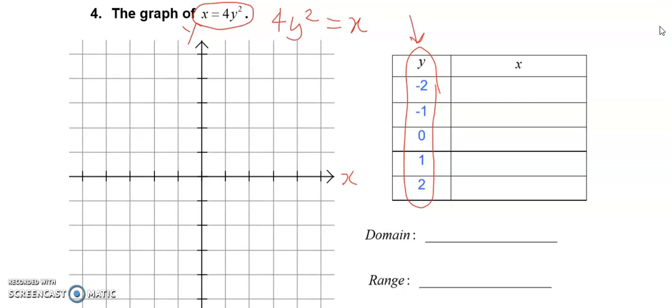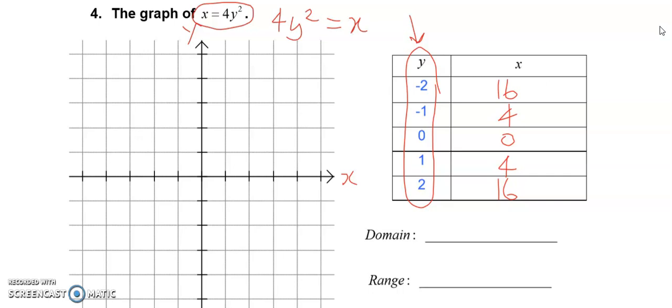If you put in -2 for y, you square that and get 4, and then you multiply that by 4, and that will give you an x value of 16. All right, so let's now put in a -1 for y. You square it, multiply by 4, and that will give you back a 4. Put in a 0 for y, and you're going to get back a 0 for x. Put in a +1 for y, and you're going to get back a +4 for x. And finally, put in a +2 for y, and you're going to get back 16.